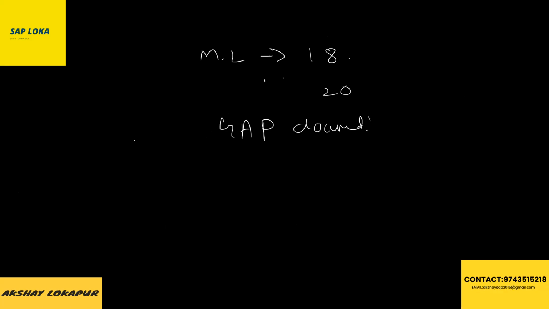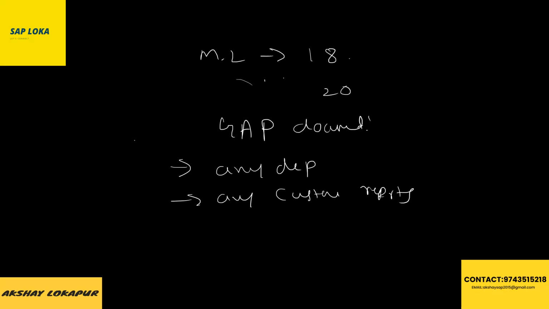Gap document means whatever is not possible by SAP, if these people are doing any developments, any customization, reports, which is not possible by SAP. These people are telling, I want a report like this. So we'll check it in SAP. We'll check whether any standard reports are there for that particular report. If not, we'll put it in this gap document. Right? This is what we'll call gap analysis.